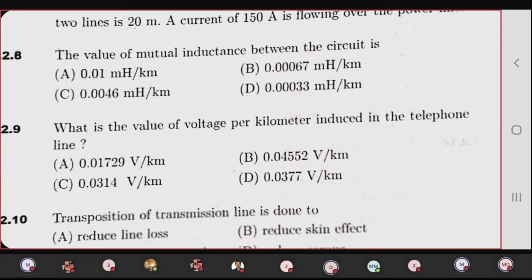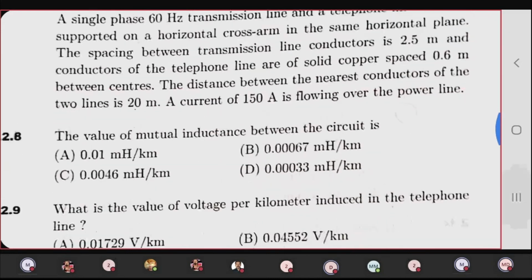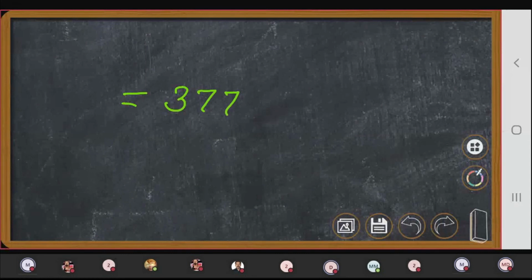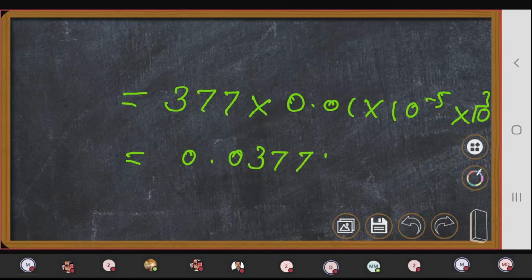We have the standard relation. The induced voltage in a telephone line is 377 into your flux linkage, not inductance, that is your flux linkage lambda T. 0.01 into 10 power minus 5 into 10 cube. So you may have 0.0377 volt per kilometer. Hence option D is correct.